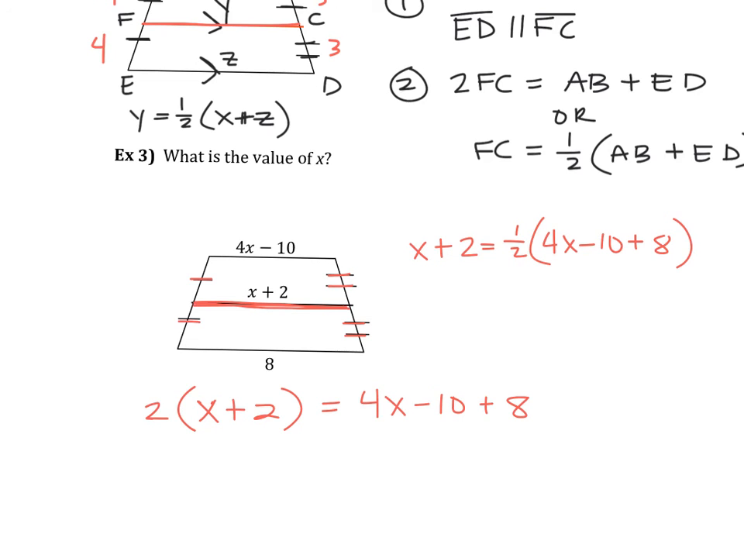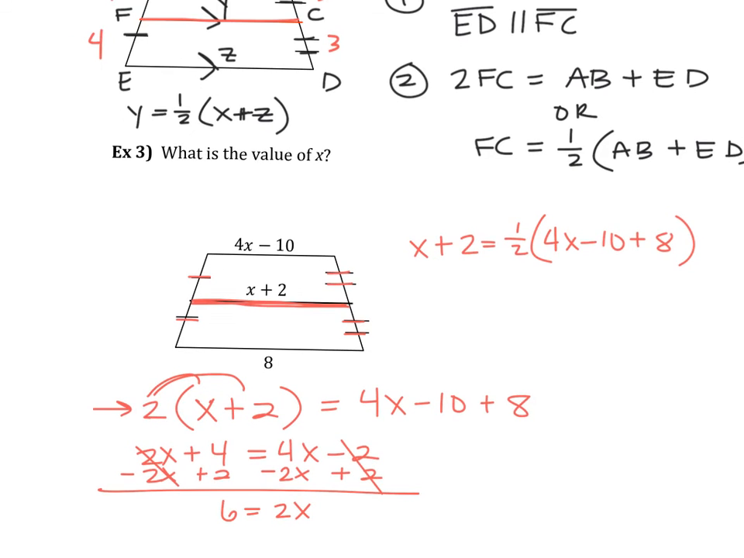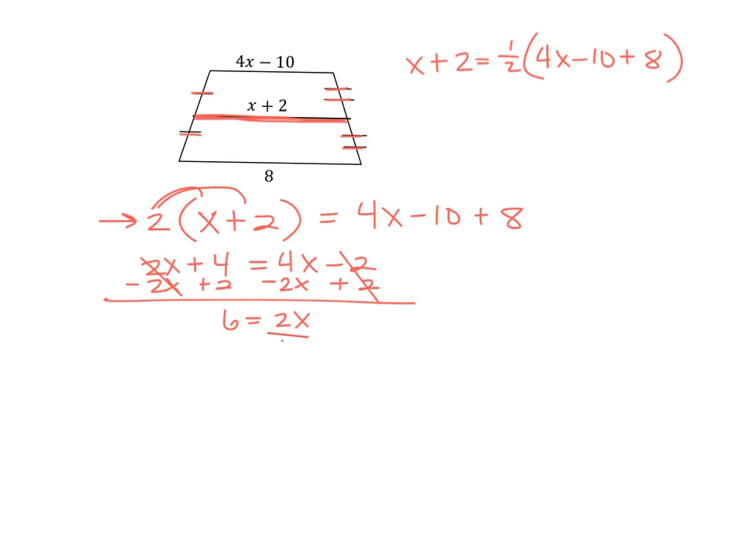I feel like most people prefer this one just because they don't like fractions very much, but you can do either one. So if we distribute this, you get 2x plus 4 equals 4x minus 2. So then take away the 2x and add the 2, and you end up with 6 equals 2x, and then just divide by 2. So x is 3 in that case.